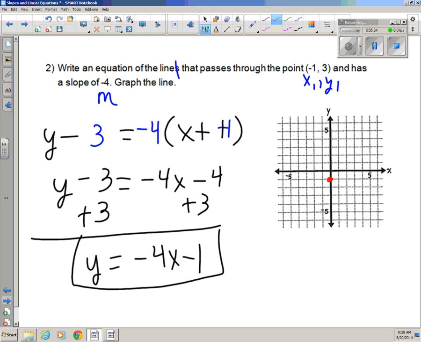You begin your graph at the y-intercept -1. Your slope says -4, so you go down 4 to the right 1. Going down and to the right is the same as going up 4 and to the left 1, and there's your line.